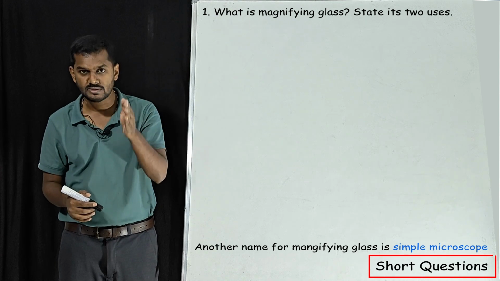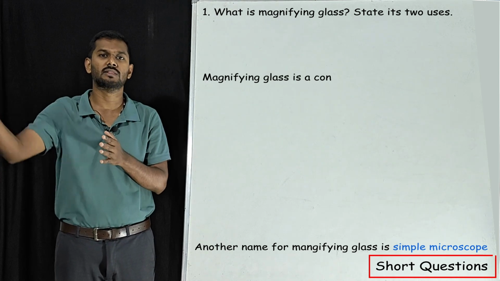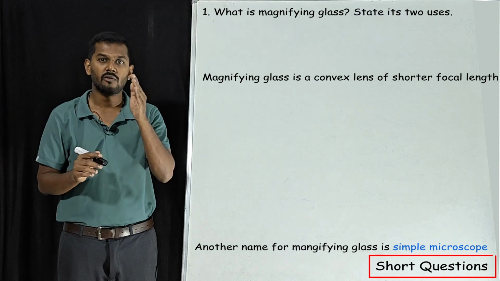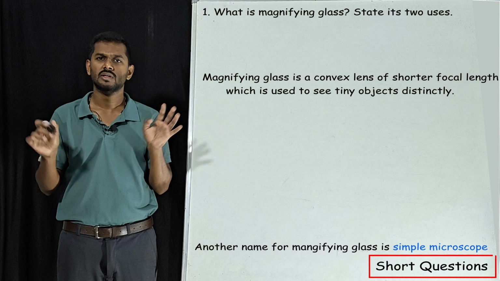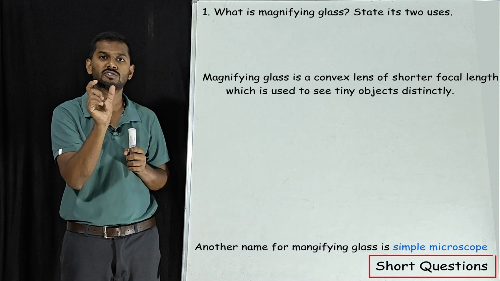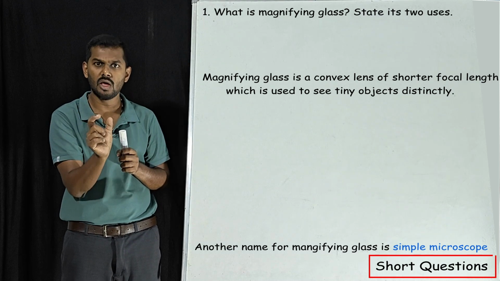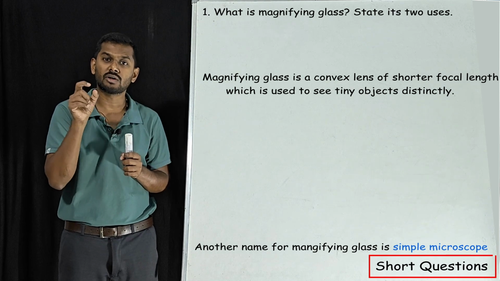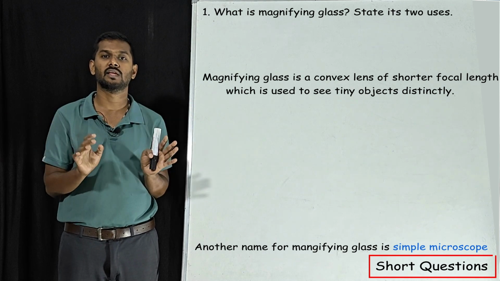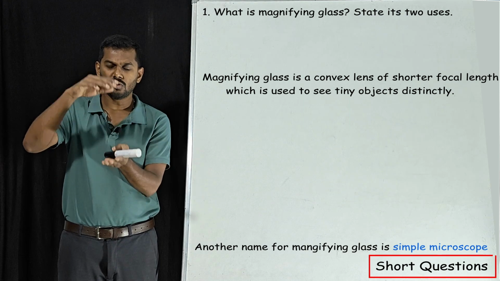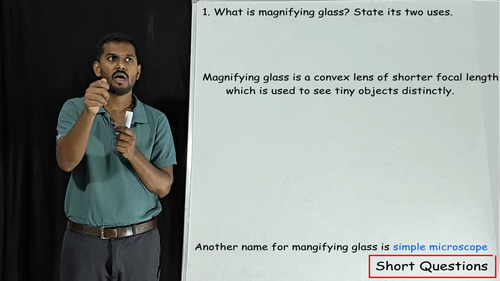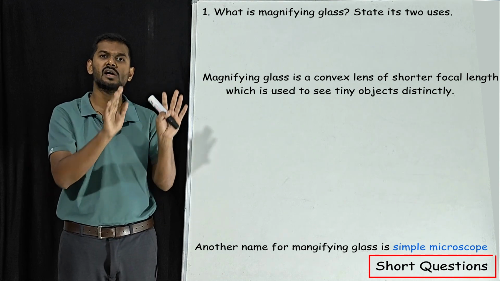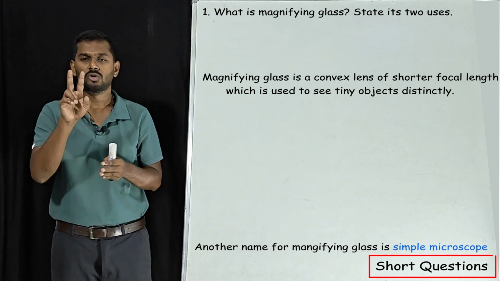So what is magnifying glass? Magnifying glass is a convex lens of shorter focal length, which is used to see the tiny object distinctly. This is enough. See, it's a convex lens of shorter focal length. Focal length is very small. Why are we using it? To see the tiny object distinctly. Distinctly means we are going to see the increased size of an object as an image through the magnifying glass. That's it. This is the definition, and they are asking for two uses.